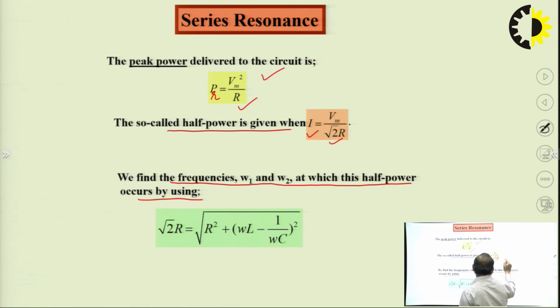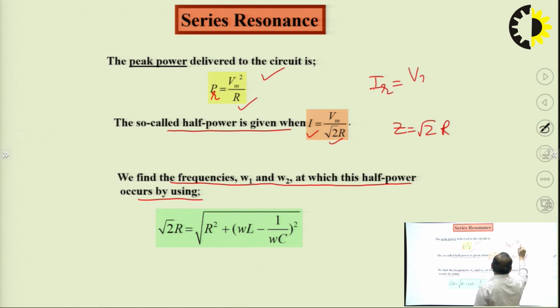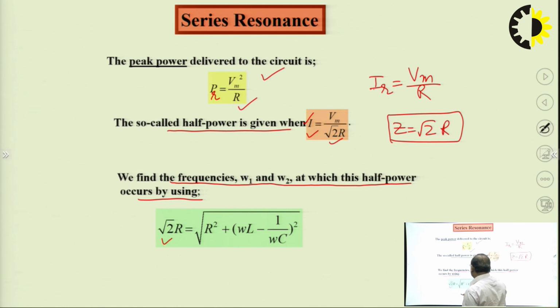How do we find it? Since the impedance becomes root 2R at the half power frequency point, we see the current at resonance is Vm upon R, and at the half power frequency point the current is Vm by root 2R. So, root 2R is the impedance at half power frequency points. So, we write root 2R equal to under root of R square plus omega L minus 1 by omega C whole square, since the impedance at any frequency in an RLC series circuit is given by this relation.